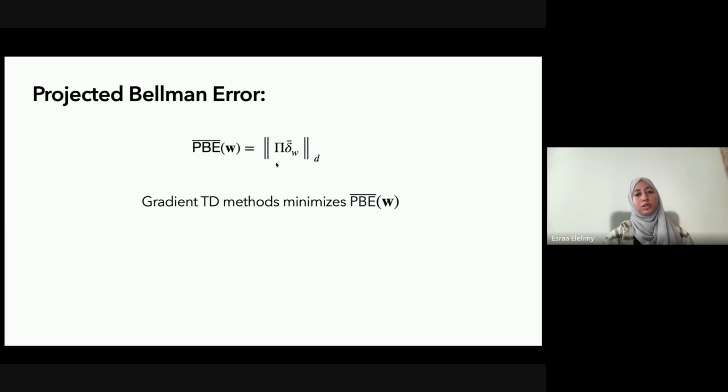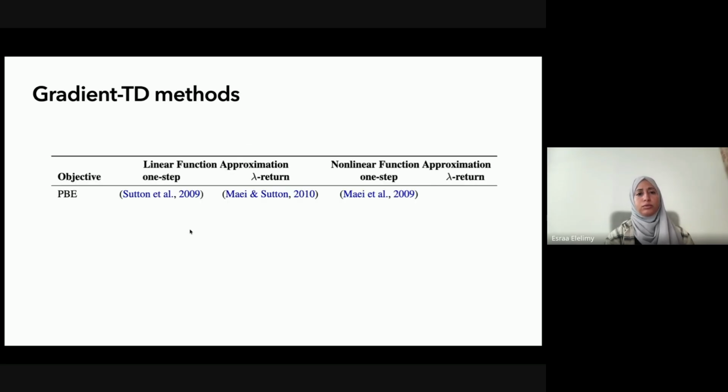The methods that try to optimize this objective function are called gradient TD methods. Gradient TD methods are not new, they are quite old. But most of the development for gradient TD methods was done in the linear function approximation case. They were first introduced in this paper, and then they were extended to use lambda returns. Lambda returns allow us to do the fast credit assignment I mentioned earlier. There were some attempts to extend them to nonlinear function approximation in this paper, but those attempts make some assumptions about the ability to linearize the objective function, and they haven't really been used in deep RL.